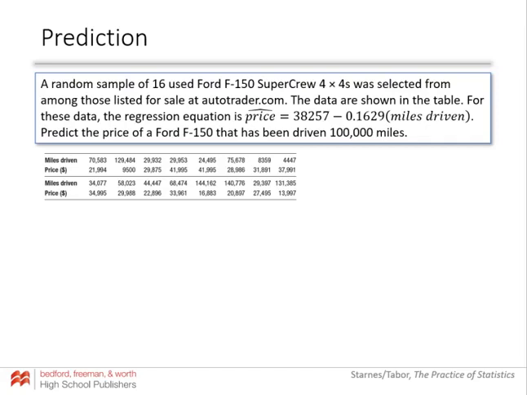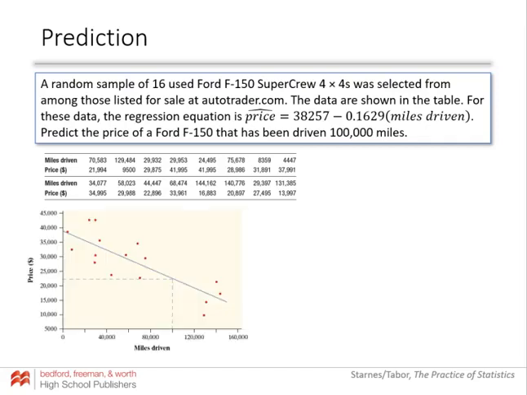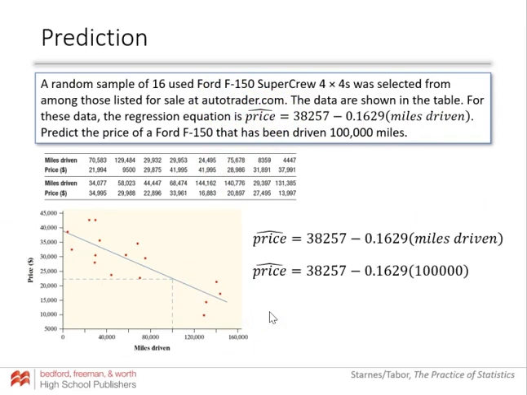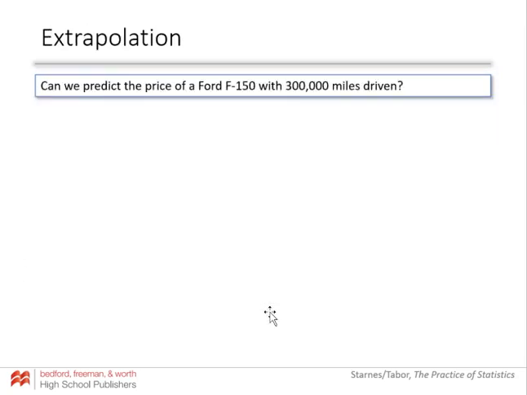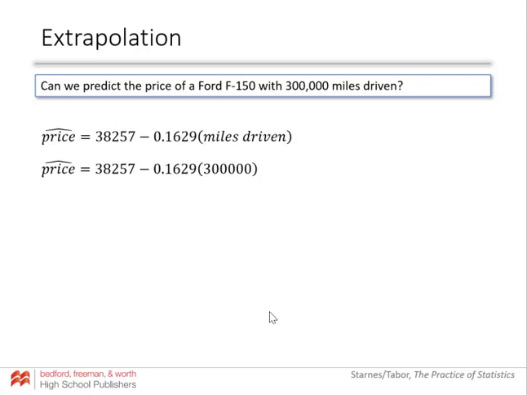Can we use the equation to predict the price? We have our equation for price hat, which is the predicted price based on miles driven, and it comes from this scatter plot and this data. If I want to know the price with 100,000 miles, I just plug that into my equation and there's my predicted price. Now if we look at a truck that has been driven for 300,000 miles, if I plug 300,000 into that equation, I get negative 10,613. That would mean I would have to pay somebody to take my truck from me if it had 300,000 miles on it.